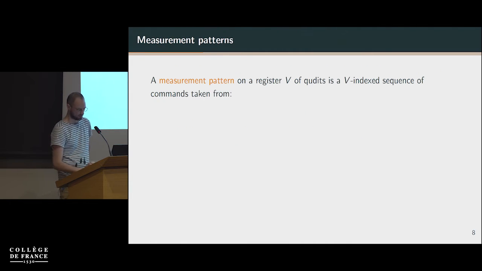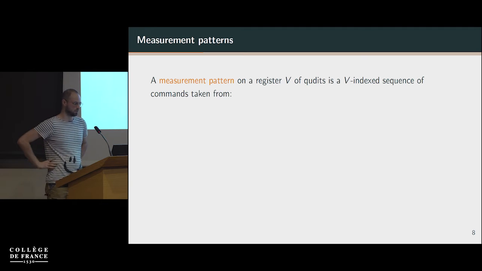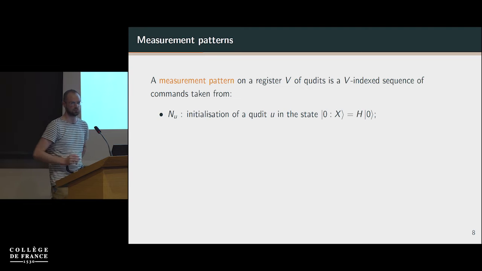Now, this allows us to present the formalism for reasoning about MBQC. And so a measurement pattern on a set V of Qudits is essentially a list of commands taken from the following set of operations. Firstly, we have an initialization procedure, which simply initializes the Qudit in an auxiliary state, which here is the Qudit generalization of the plus state. Any Qudit in V which is not initialized is considered as an input, and so any implementation is expected to have an input psi on which to apply the measurement pattern on the non-initialized Qudits.